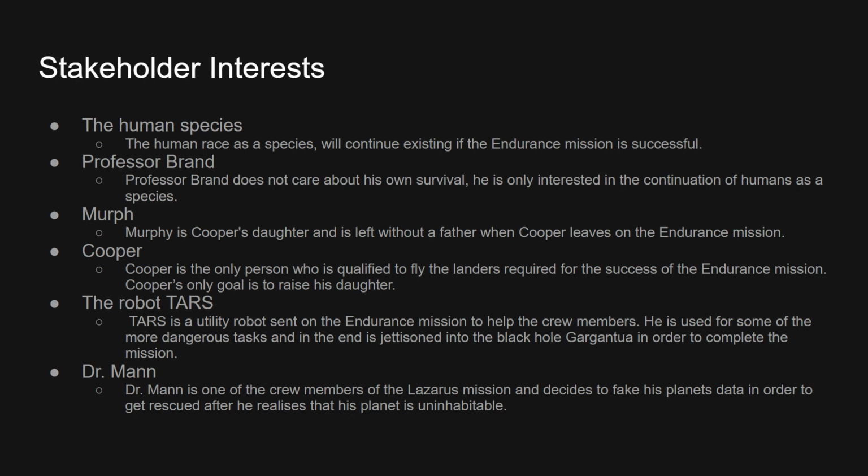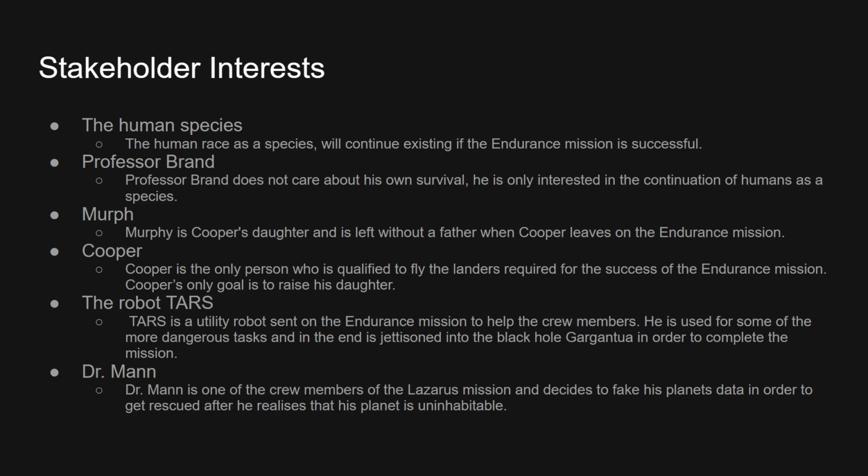Next, we have Murph, or Murphy, who is Cooper's daughter, and pretty much just likes her father a lot. She's only a kid when Cooper leaves on the Endurance mission, and because Cooper leaves, she is forced to grow up without her father.